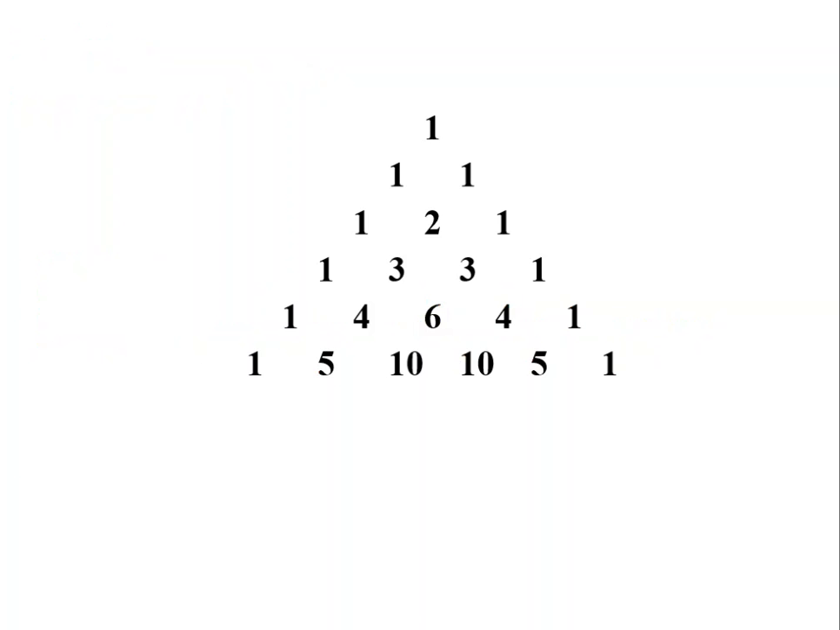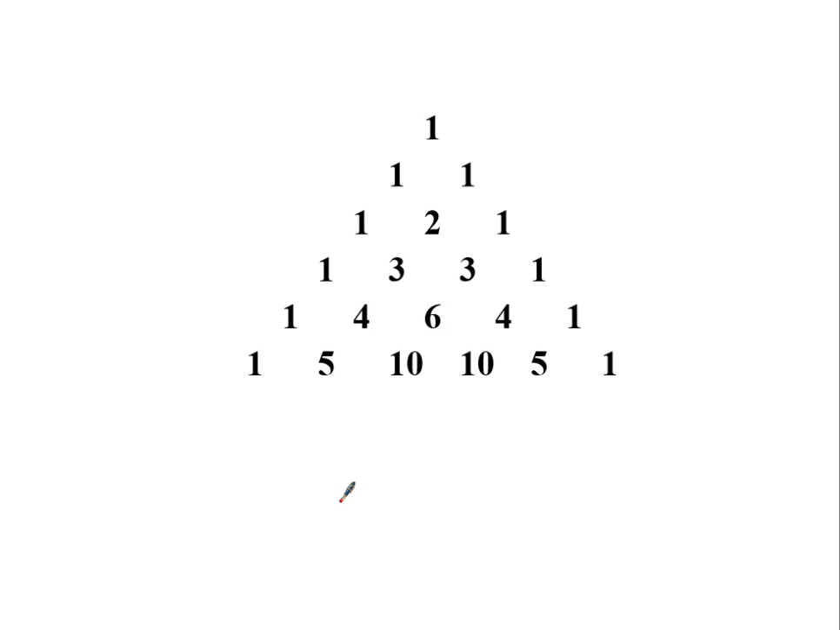So, first, we have this pattern of numbers. This is called Pascal's triangle. It is named after the French mathematician, philosopher of the 17th century, Blaise Pascal. You might notice a few things about this triangle. It is symmetrical. Each row in the triangle begins and ends with 1.